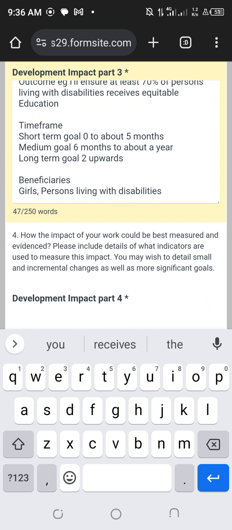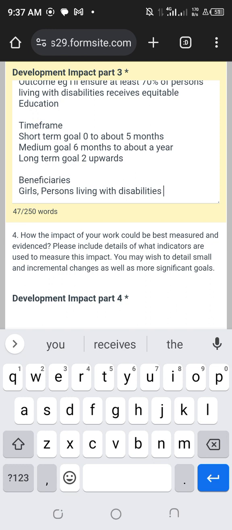It's also good to mention the particular community you are really aiming at. You can say in such community, in Rivers State of Nigeria, or in some place. Just be direct, be very specific. Persons living with disability in such a place, in such a state of Nigeria.